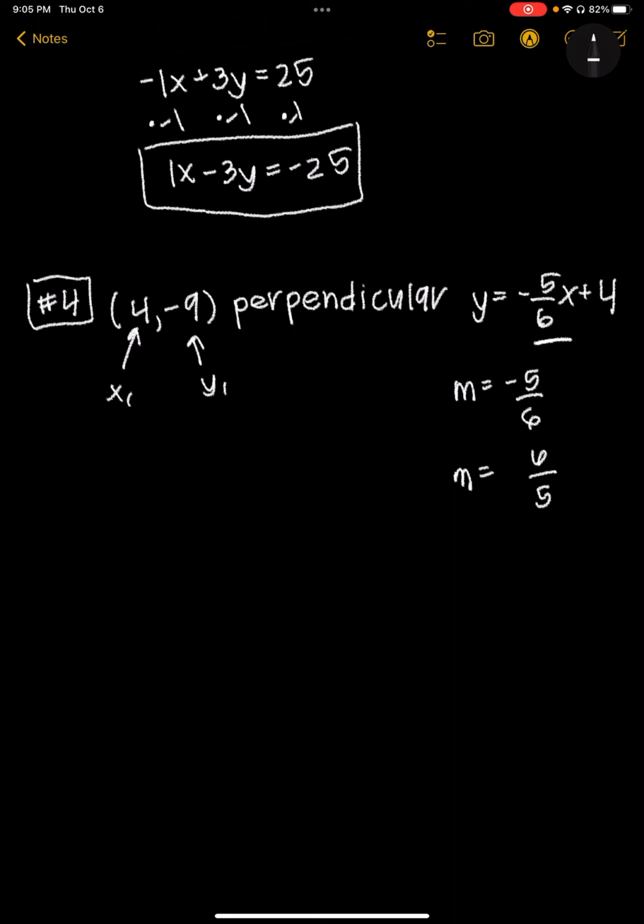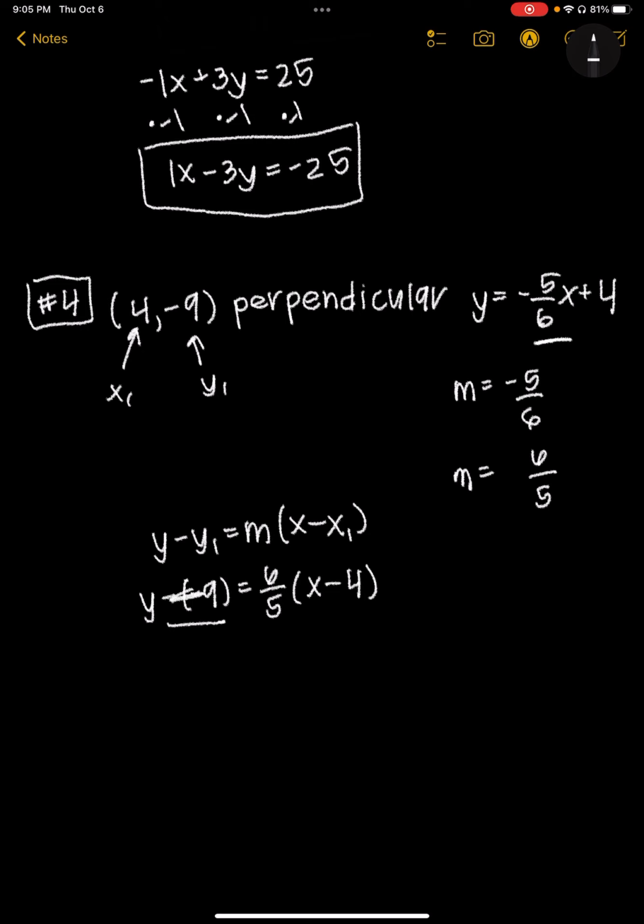Okay, so now we're going to use y minus y1 equals m times x minus x1, and plug in everything that we know. So it's going to be y minus negative 9 equals my new m, which is 6 over 5, x minus 4. Okay, now those two negatives right here can make a big positive, so it's y plus 9. We're going to distribute the 6 over 5. So we get y plus 9 equals 6 over 5 times x is 6 over 5x. 6 over 5 times 4 gives me negative 24 over 5.